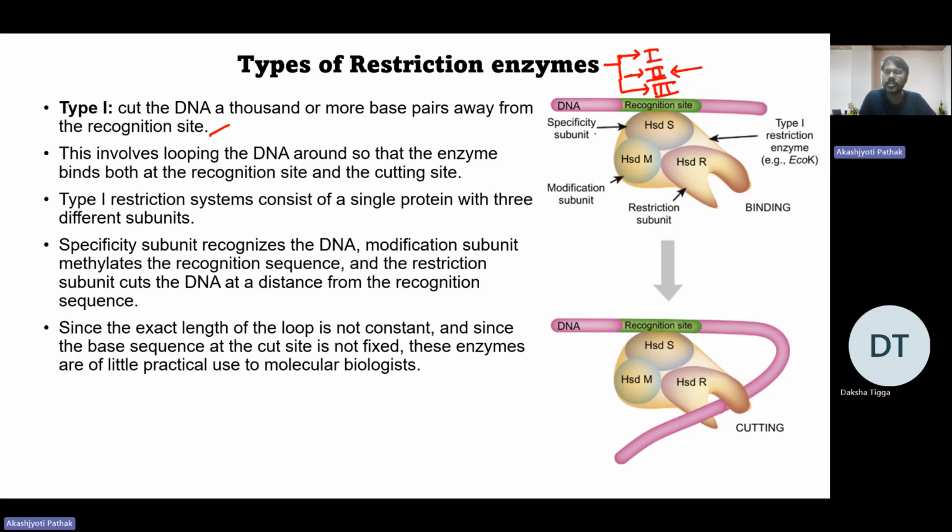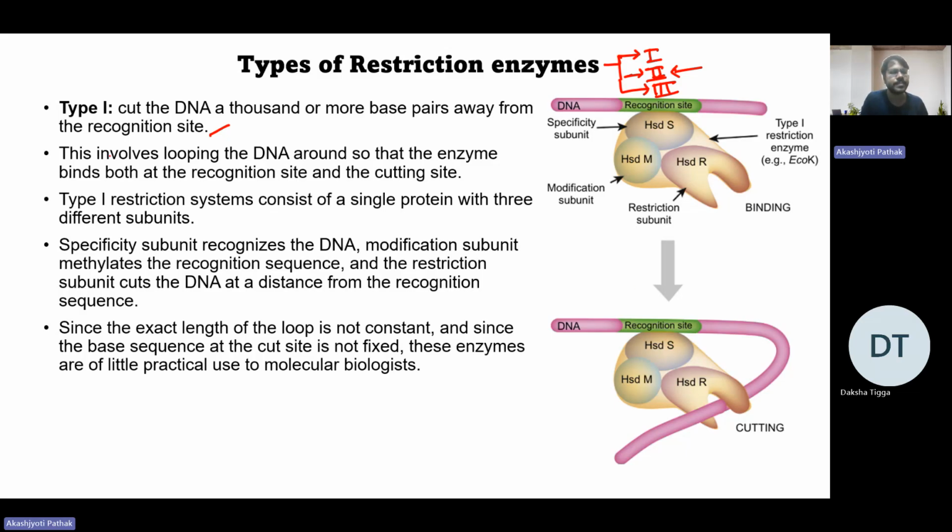So this is the subunit which will recognize that particular DNA sequence. Then another is HSDM. M is the modification subunit. This subunit of the restriction enzyme will catalyze the transfer of a methyl group onto the DNA nucleotide. And this HSDR is the restriction subunit. So what will the restriction subunit do? It will cleave the DNA strand 1000 base pairs away from the recognition site.